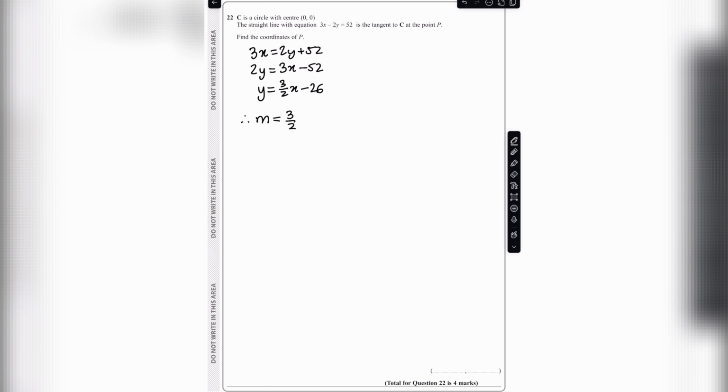And to make this question a lot easier to solve, I'm going to sketch all of this on a diagram. And given as the straight line is a tangent to C at the point P, we know that P is going to be right here with coordinates x, y. And using our circle theorems, we know that the radius will always meet the tangent at 90 degrees. So the gradient of the radius is minus 2 over 3.